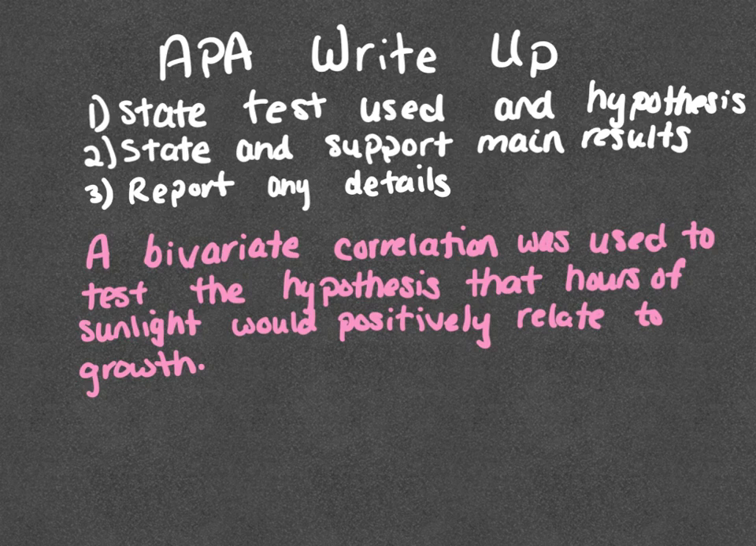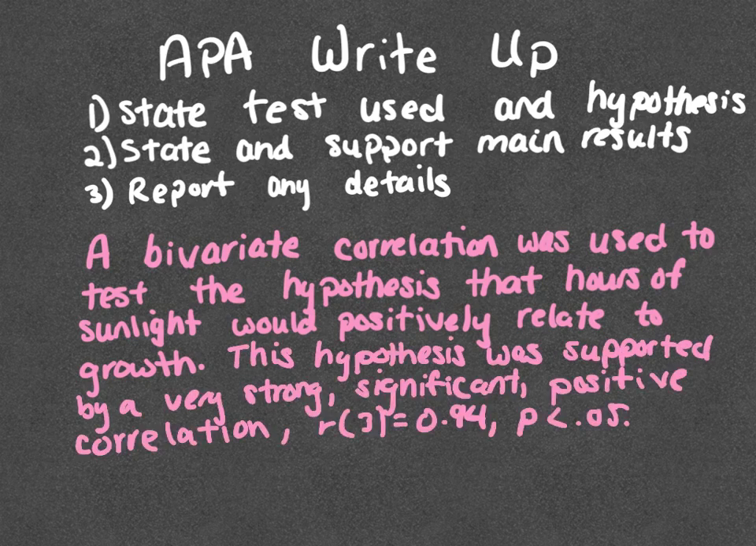I'll start by stating my test used, which was a bivariate correlation, and my hypothesis. So I'll write, a bivariate correlation was used to test the hypothesis that hours of sunlight would positively relate to growth. My second sentence gives the main result and supports it with evidence in proper format.